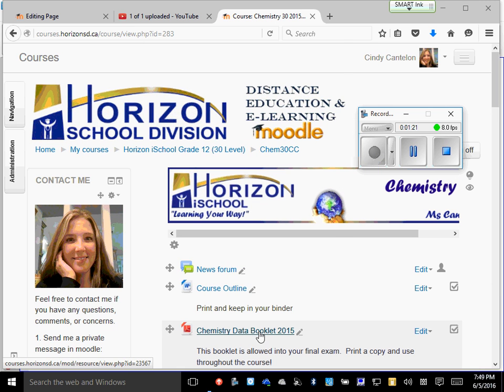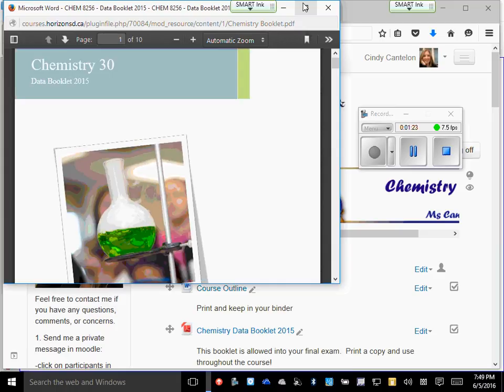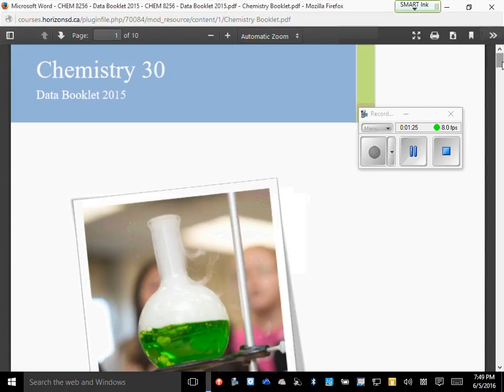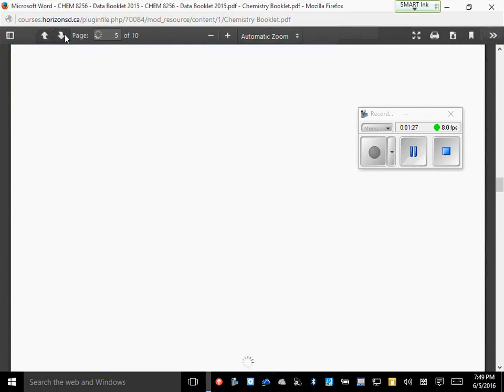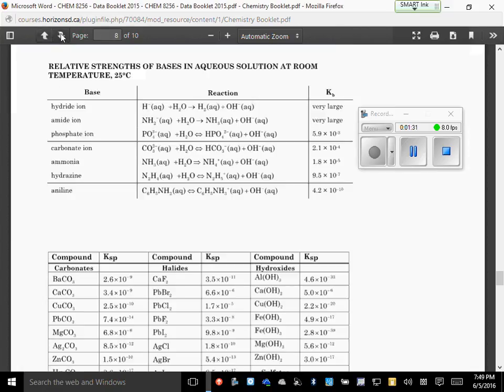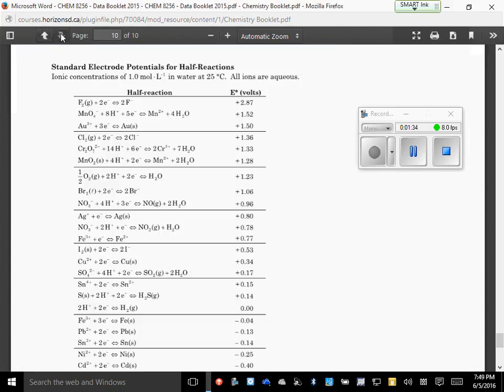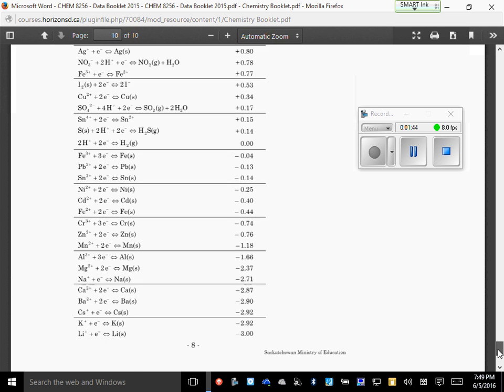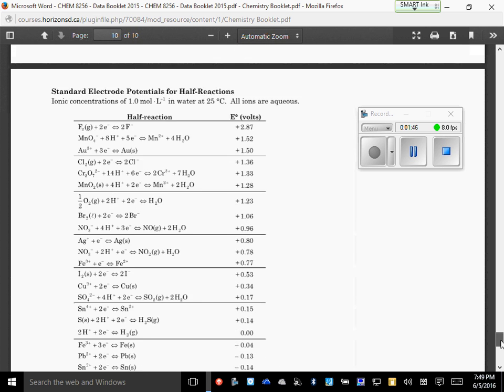Okay, so I just got into the course. If you go into your data booklet, I want to show you what table I'm talking about. So hopefully you have this printed. It's the very last page, actually. Here we go. Half reactions. This is what I'm talking about here where we're going to look for things. So make sure you have this printed out. If not, you want to press pause and get this table here.